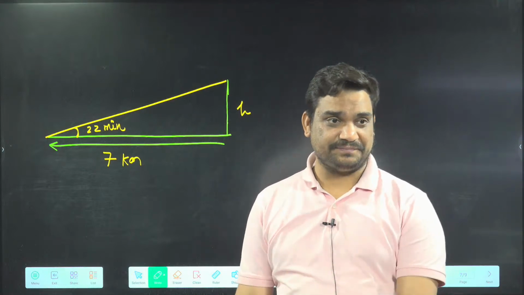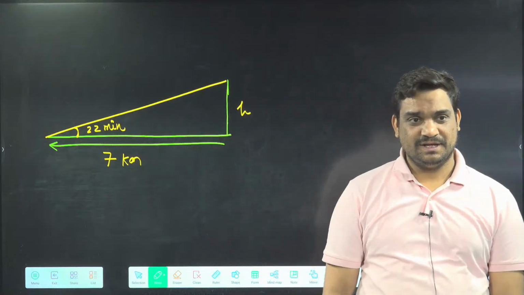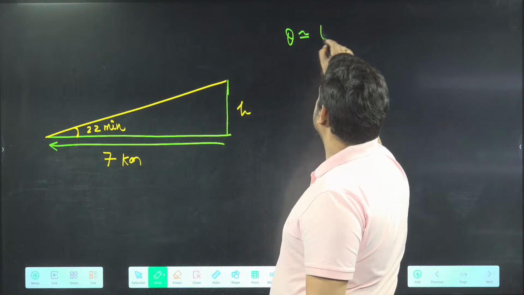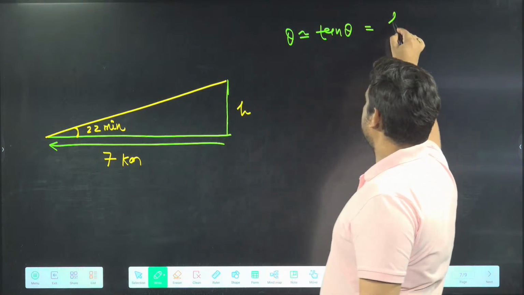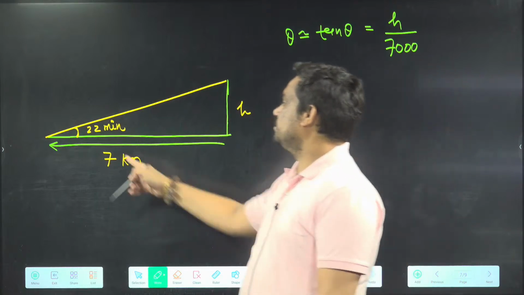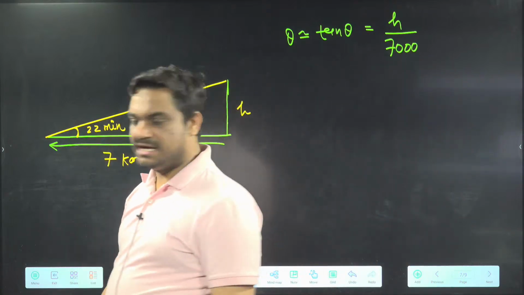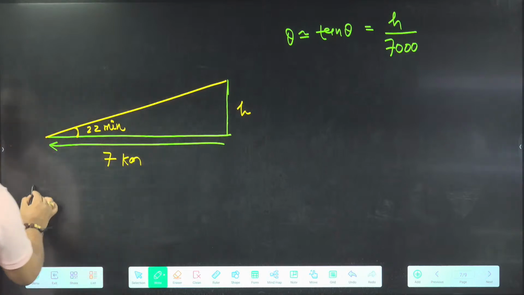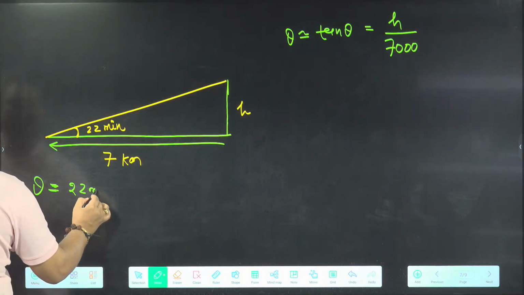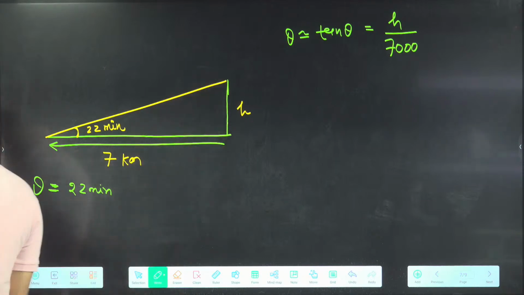Everyone can get this. What will be the answer? Same thing you will write: theta equals sin theta, and then I will write h divided by 7 kilometers, so I will write 7,000 here. The only thing is that theta should be in radians. Theta is given in minutes, 22 minute. You have to convert it into radian, then only you will put it there.